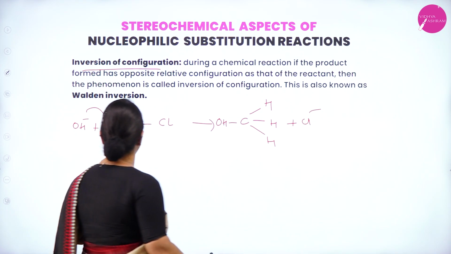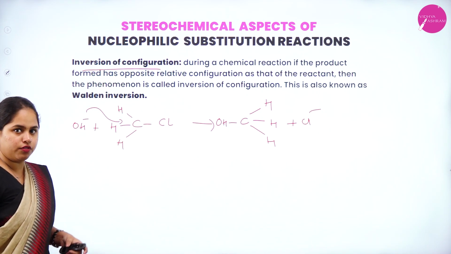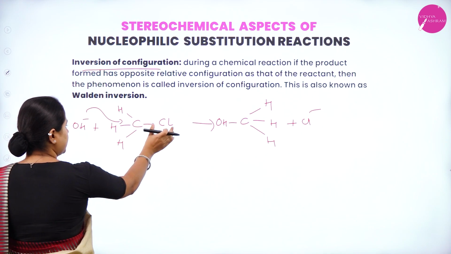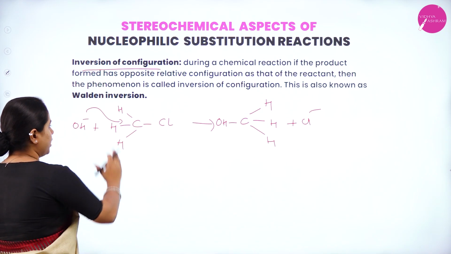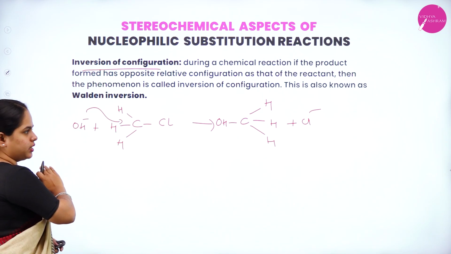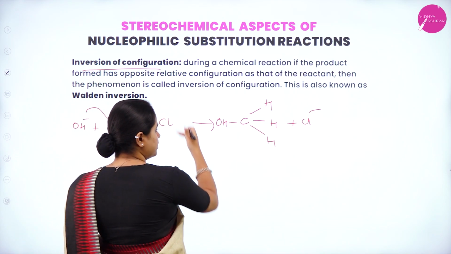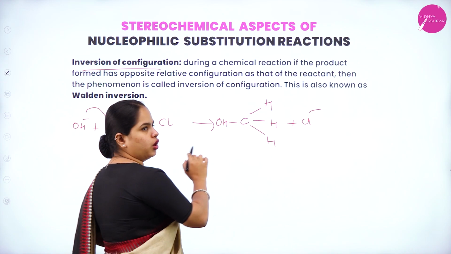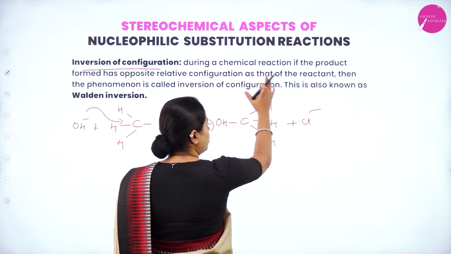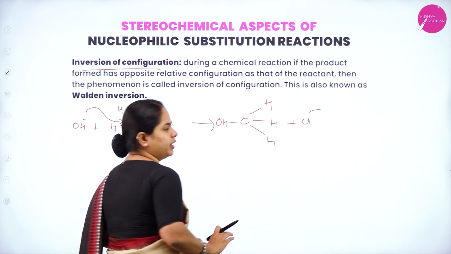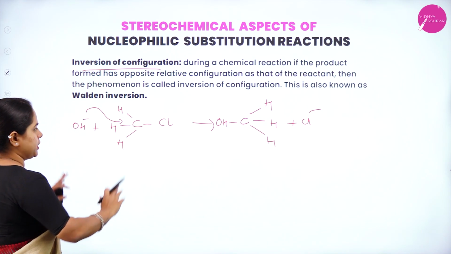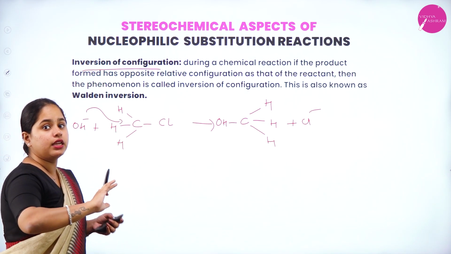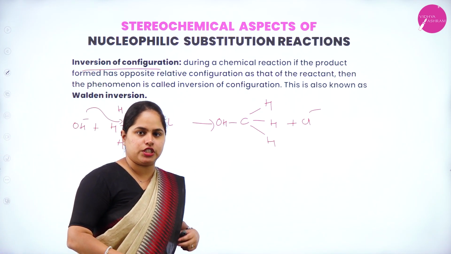As you can see here, there is an inversion of configuration taking place. Chlorine was here and the 3 hydrogen atoms were towards this side. Now, as the OH minus has attached from the other side, your alcohol will be formed, and on the other side you will have the 3 hydrogen atoms. You can see from the diagram itself that it is on the opposite side, right? There is an inversion of configuration which has taken place.